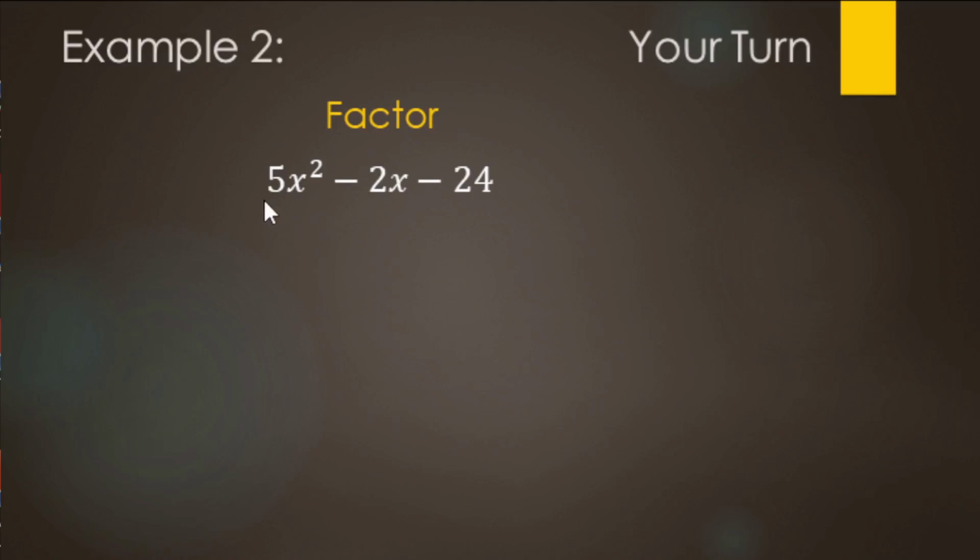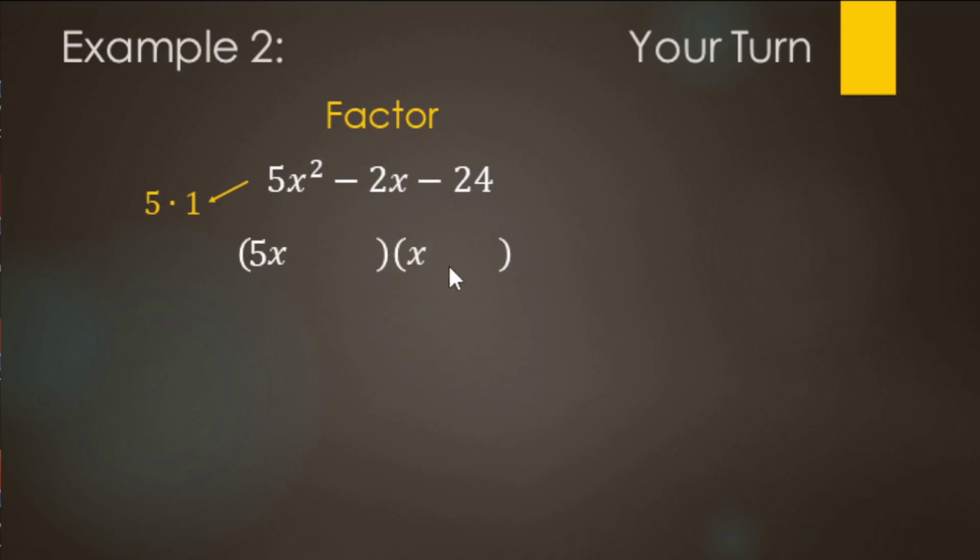So here we go with factoring 5x squared minus 2x minus 24 using the guess and check method. So we know that the firsts have to multiply to a 5x squared. So the coefficients, the numbers in front, have to multiply to a 5. There's only one option there because 5 is prime. It's a 5 and a 1. So we have a 5x and a 1x. We already know those multiply to make 5x squared.